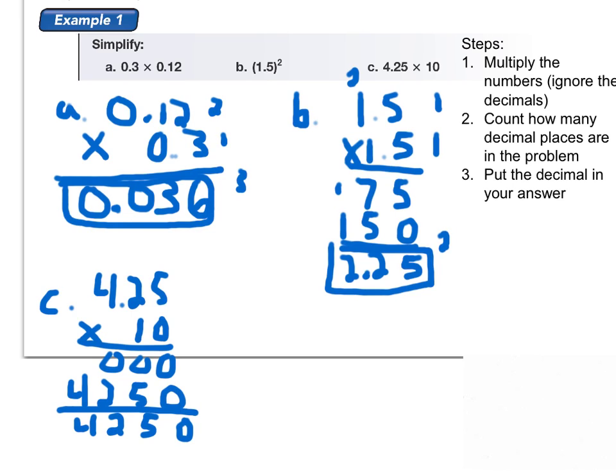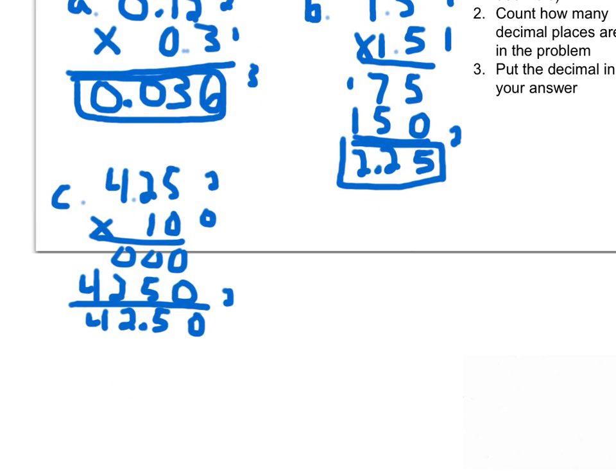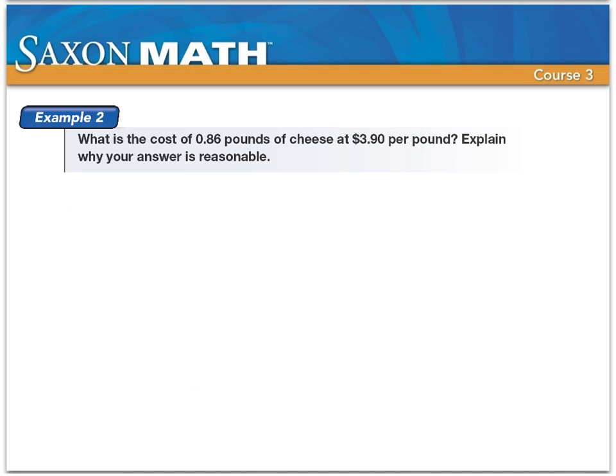Now again, count the decimal places in my problem. The top line has 2, the bottom line has 0. So my answer needs 2. Start on the right, count 2 places over. I get 42.50. Now I could leave it like that, but when the decimal's on the end, I really don't need it. So I'm going to rewrite this as 42.5. Alright, let's go on to some more examples.